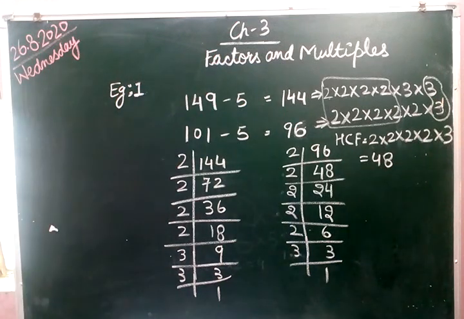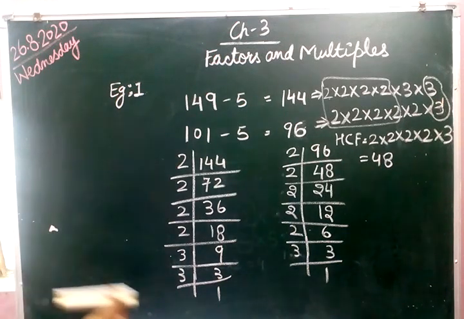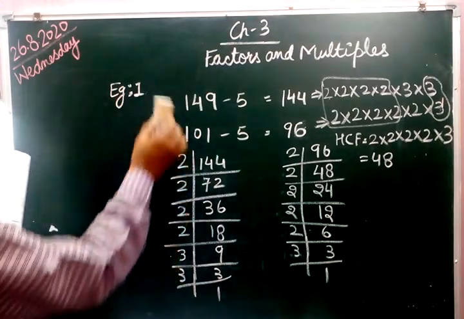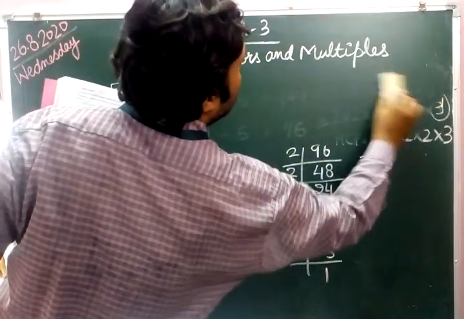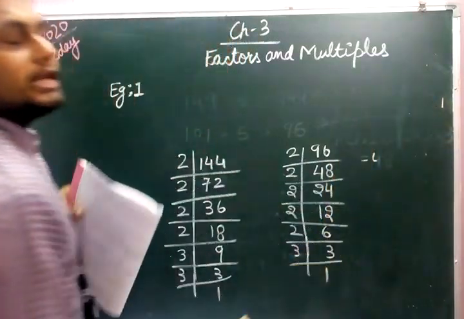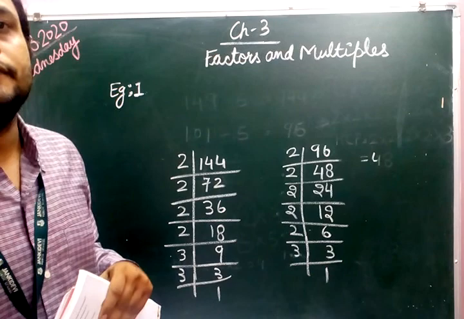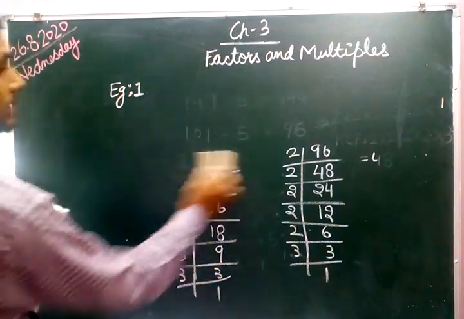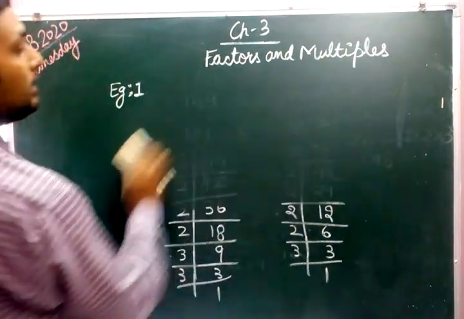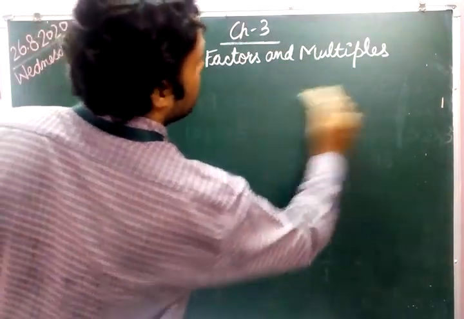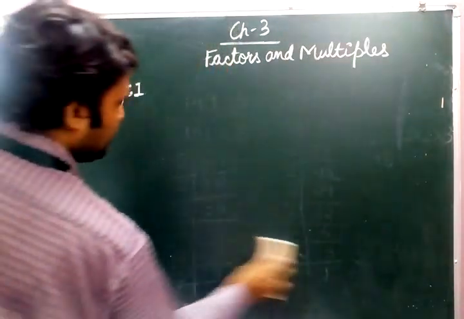Now we will take another example from your book, page number 36. If the question says the largest number, it means you have to find the HCF, and if the question says the smallest number, then you have to find the LCM. So in this way you can do the questions of HCF and LCM.